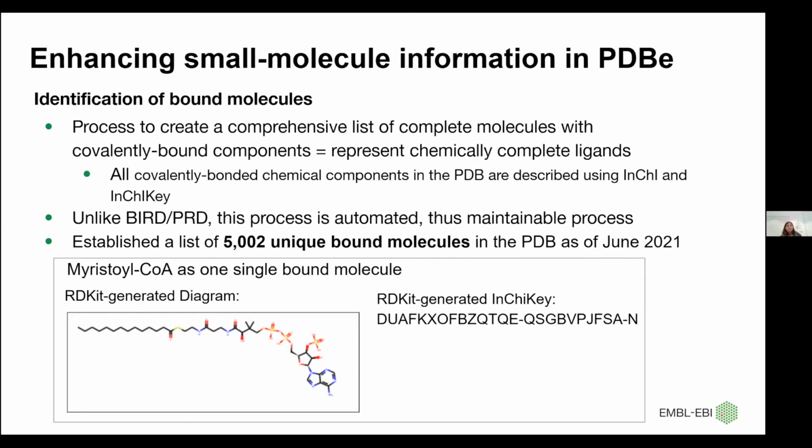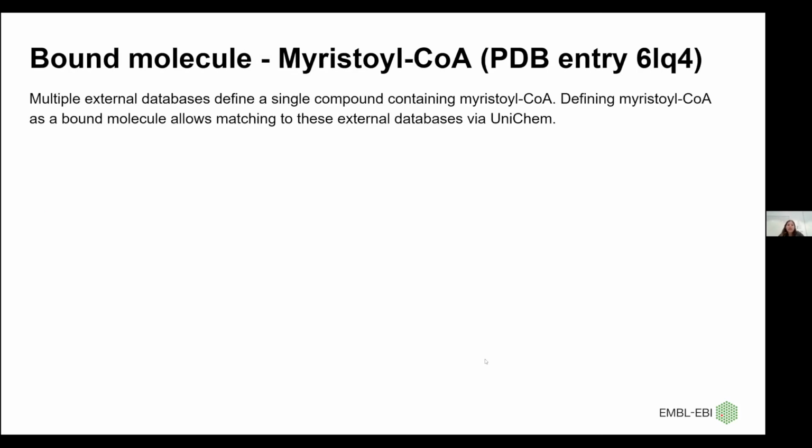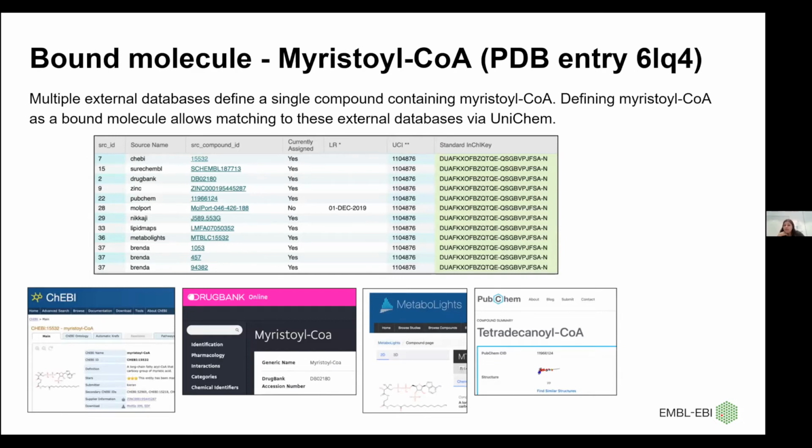Since it's an automated process, it is much more maintainable, and it complements the information which we have for BIRD and carbohydrate polymers at the moment. In our analysis, we found over 5,000 unique bound molecules. For example, from our process, this compound, myristoyl-CoA, was now detected as one single compound. Here you can see a 2D image and the InChIKey. In fact, because of this, it was for the first time that we were able to map myristoyl-CoA to other databases.